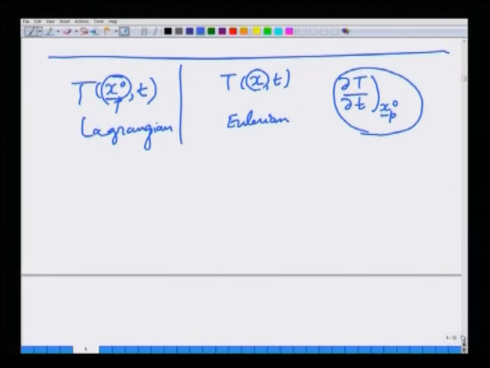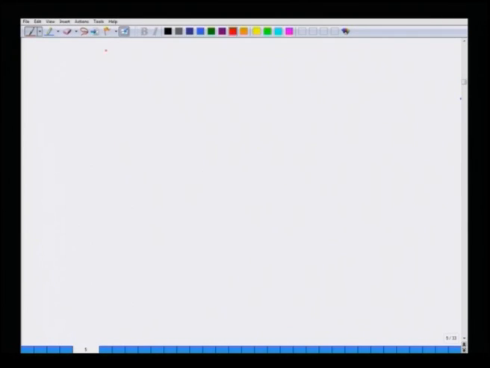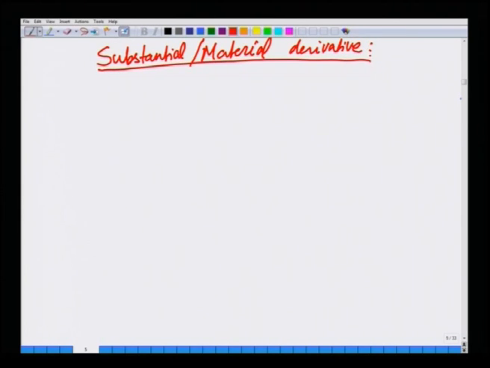So, I am going to now do this thing called the substantial or material derivative. This will help us to calculate the time derivative as we follow a particle from an Eulerian description.